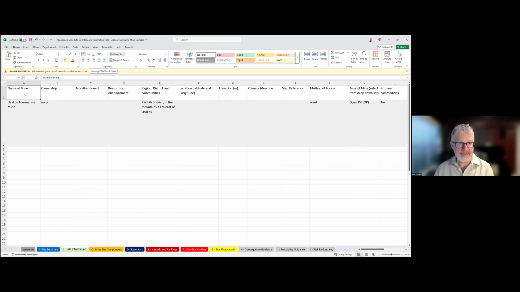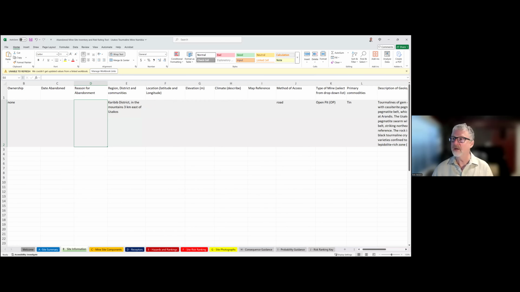There's a number of different headings. And again, you want to add as much information as you can. So you can see here, we haven't actually been able to fill out all the information for this site, and that may well be common. For example, the date of abandonment, we don't have that exact information or the reason for abandonment.